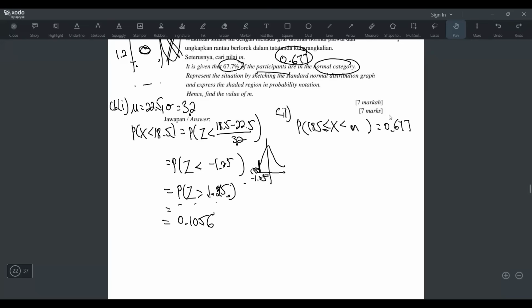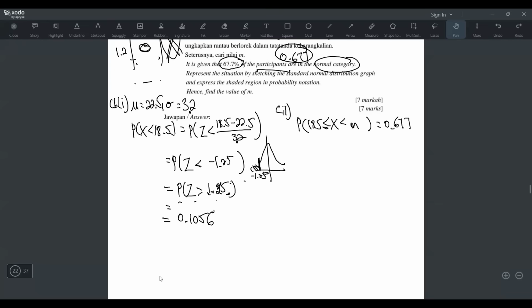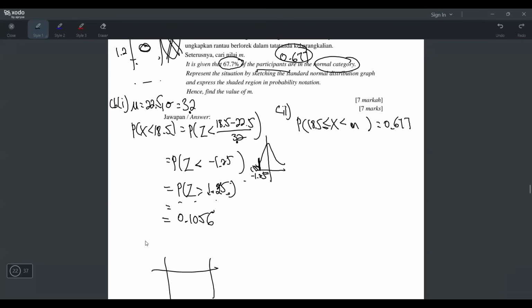Now I have to convert to Z value. It means later when you look at the table for this question, you cannot read the table from the outside. You cannot look from the outside, you have to look from the inside. Because you don't have the Z value later, but you have the probability.